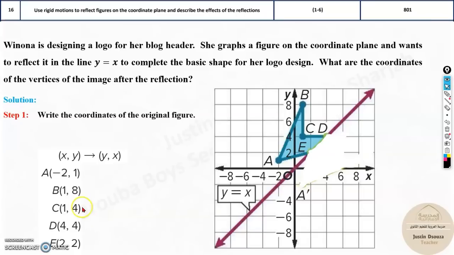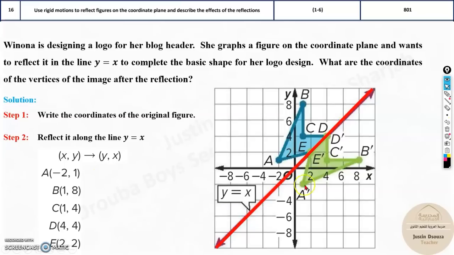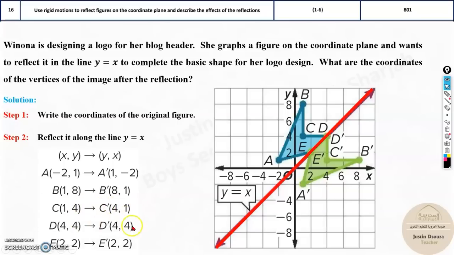And similarly, you can plot the others. Now here, this is the x and this is the y. You need to write y first. So it'll be 1 and -2. That's the only difference. So basically what you're doing, you're just swapping the coordinates. Look, this is the figure, but look at the coordinates. Here 1 is first and -2. 8, 1. 4, 1. Here it is 4, 4, 2, 2. It's the same, doesn't matter, because x and y are the same.